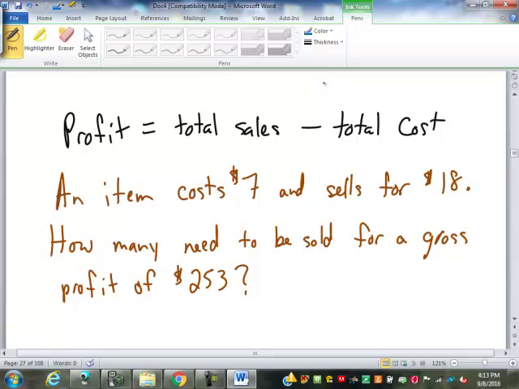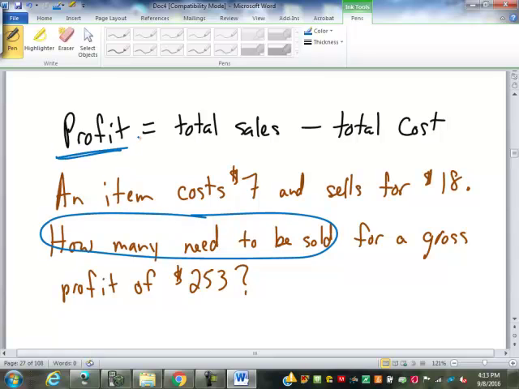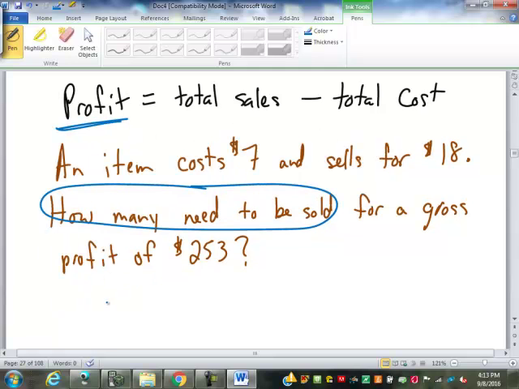I said gross profit. The only reason I added that word gross is that means we don't have to worry about labor and overhead and all that stuff. We're just looking at what it costs to buy it and what we get from selling it. Well, what are we looking for here? We're looking for how many are sold. In our formula, do we know the gross profit? Yeah, we know $253 is our gross profit.